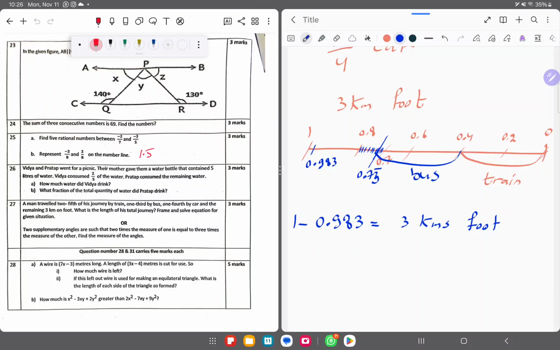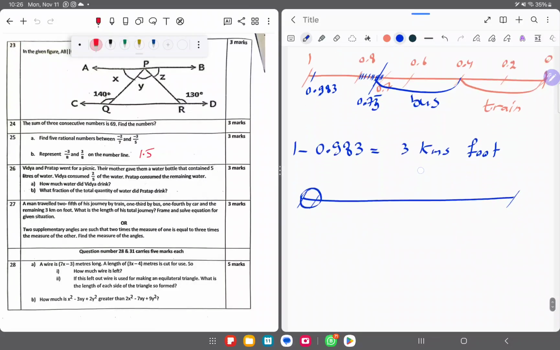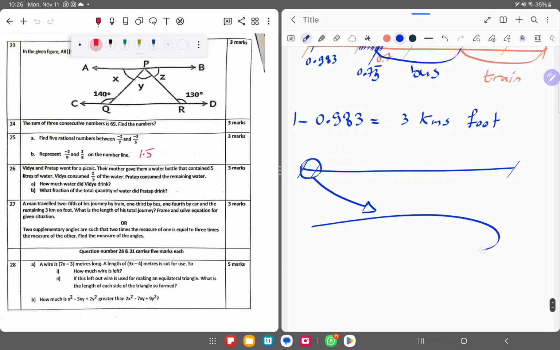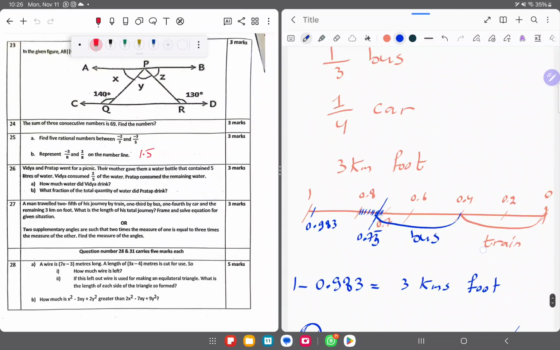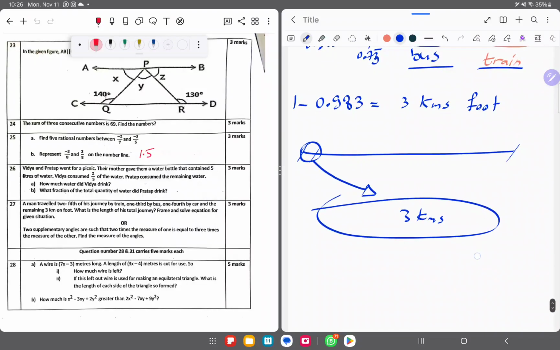Show the graph, please. The entire thing minus this one is going to be this tiny part, and then zoom in here, and then show that this is the 3 kilometers that he walked, and show the train, show the bus, and show some graphics to show.